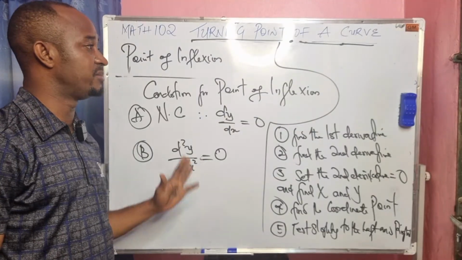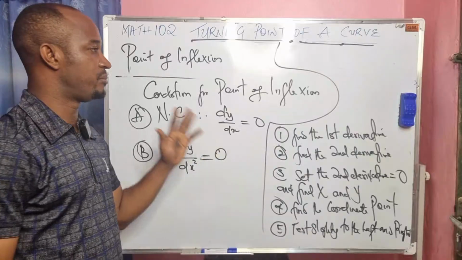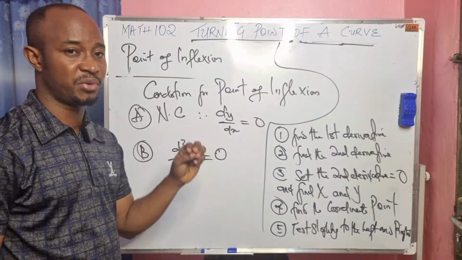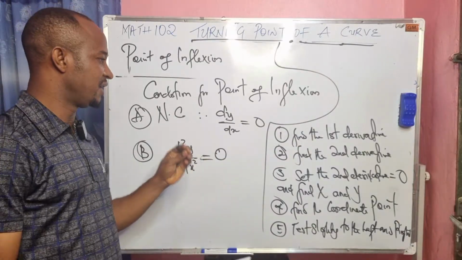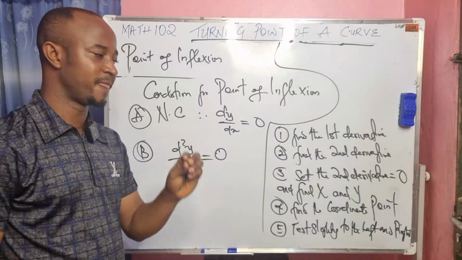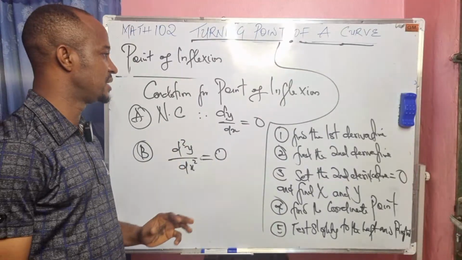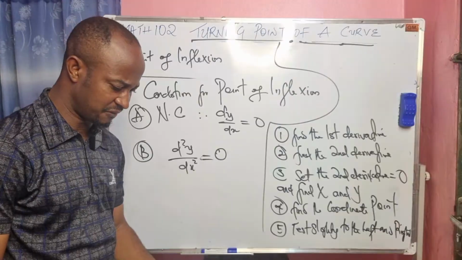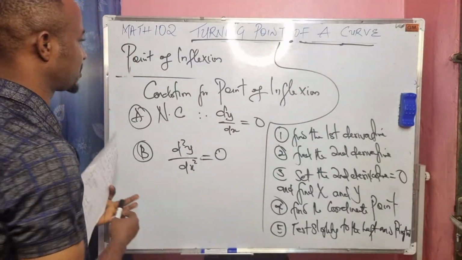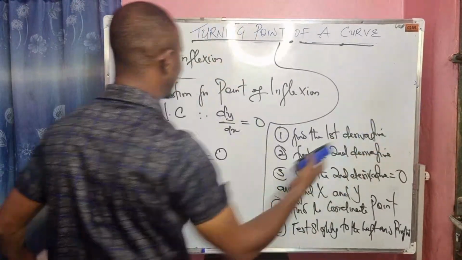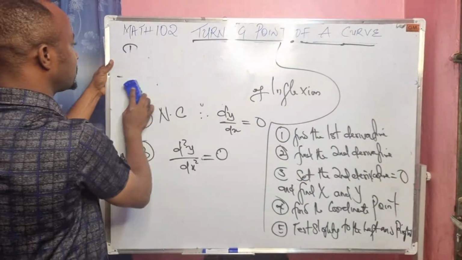If the sign changes from negative to positive, or from positive to negative, that means there's a point of inflection. But if the sign did not change, if the sign remains the same, it means there's no point of inflection. Let's look at the first question, which was the assignment I gave yesterday.